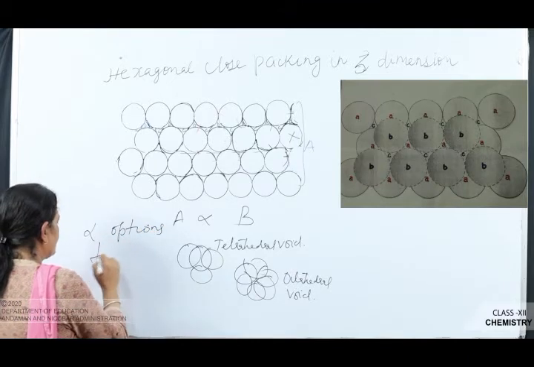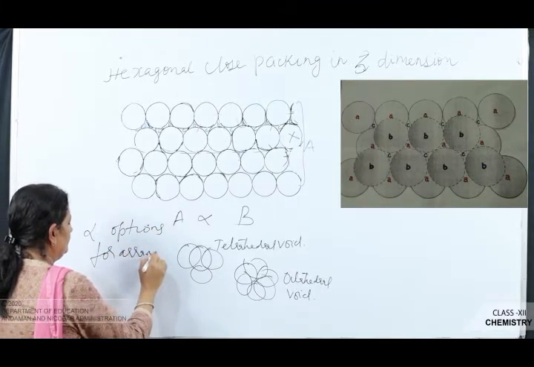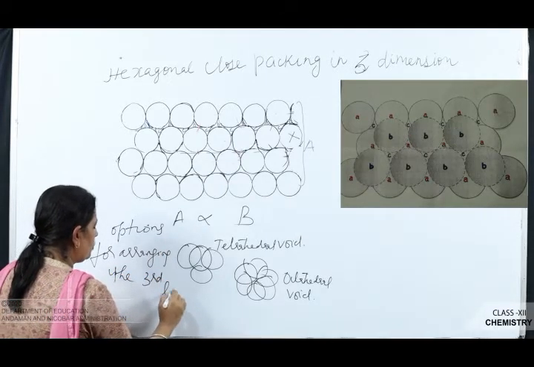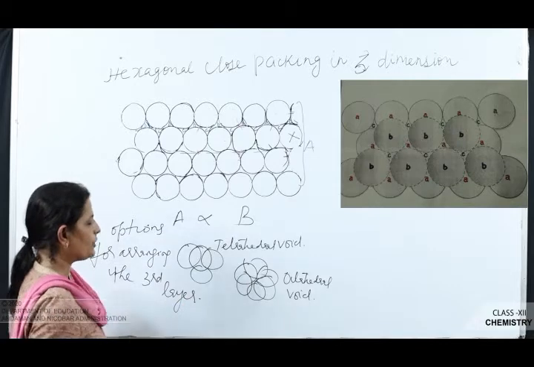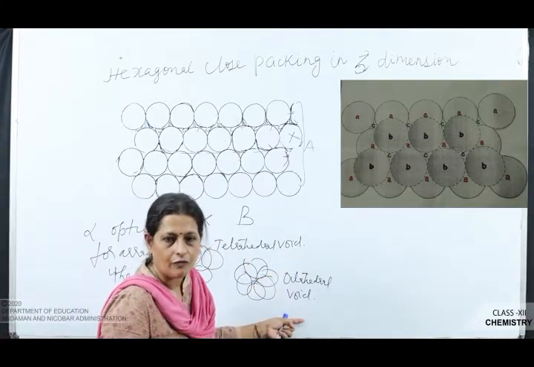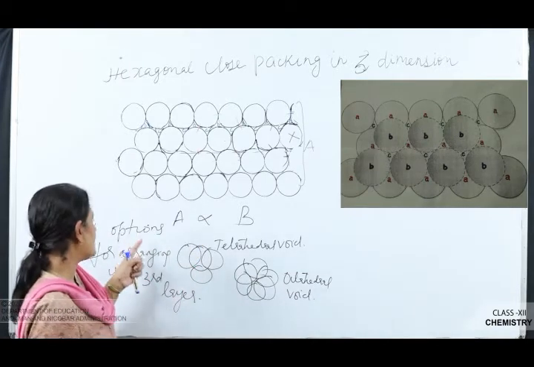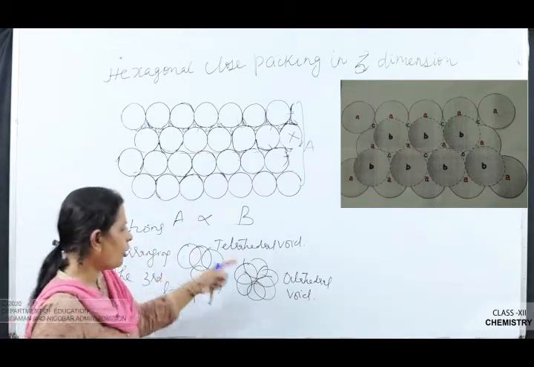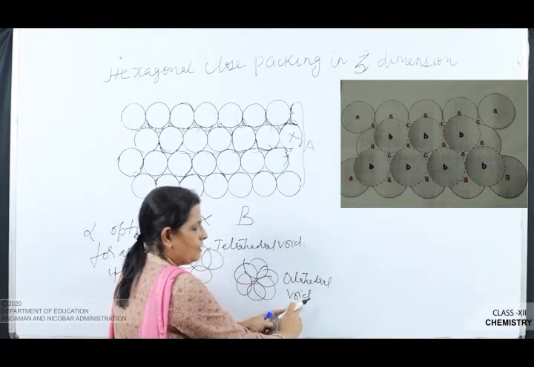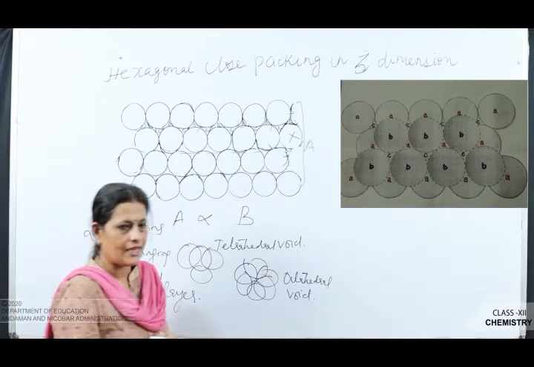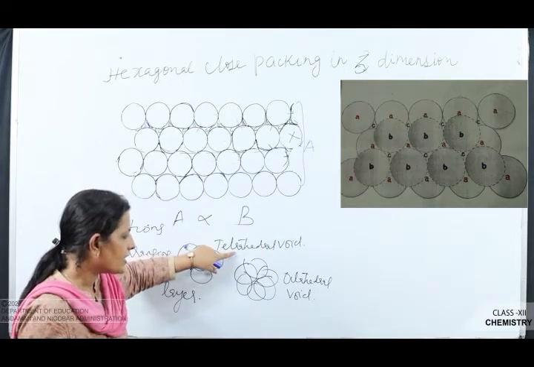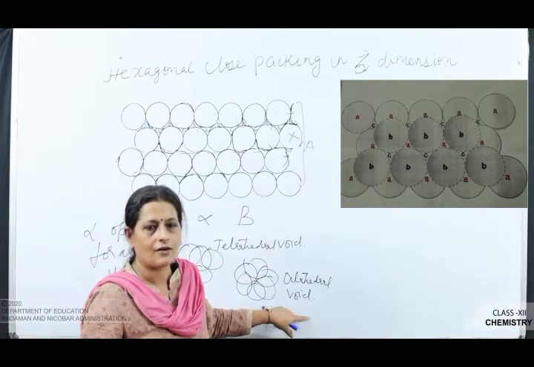Now there are two options for arranging the third layer. That is, you can arrange either in the tetrahedral void or in the octahedral void. Is it clear? For arranging the third layer, we have got two options. Either it can be arranged in the tetrahedral void or in the octahedral void. So let us see what type of arrangement we are going to get when it is arranged in the tetrahedral void and in the octahedral void.